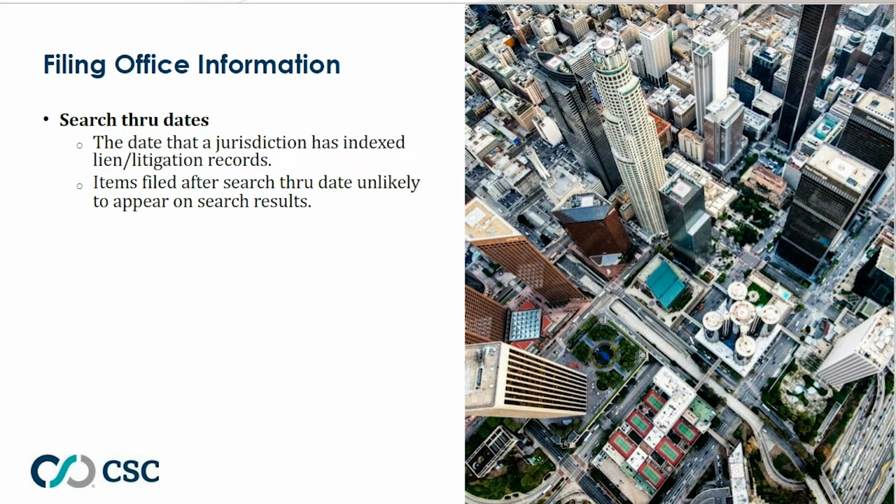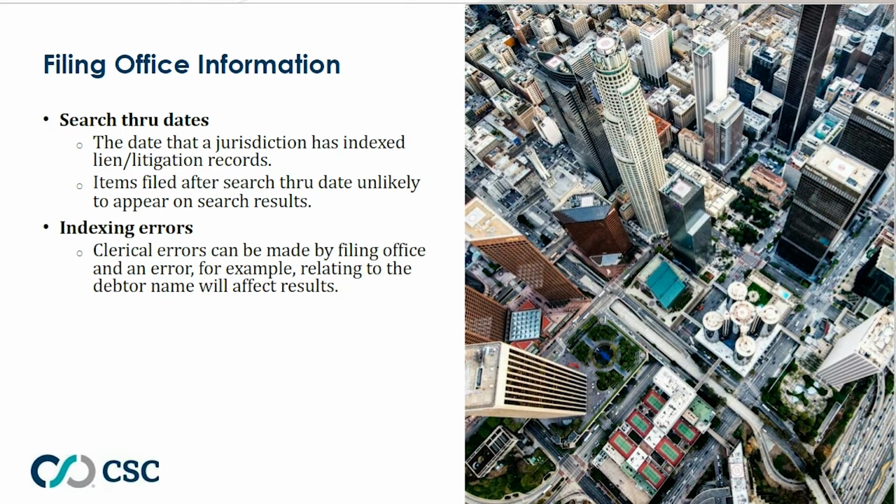Now, as I discussed about indexing, the fact is there are and there will be indexing errors on these databases. Clerical errors can be made by filing offices, and an error, for example, relating to the debtor name will affect the search results. So if a name is spelled incorrectly when it's indexed, you're not going to find that UCC when you go to search for it.